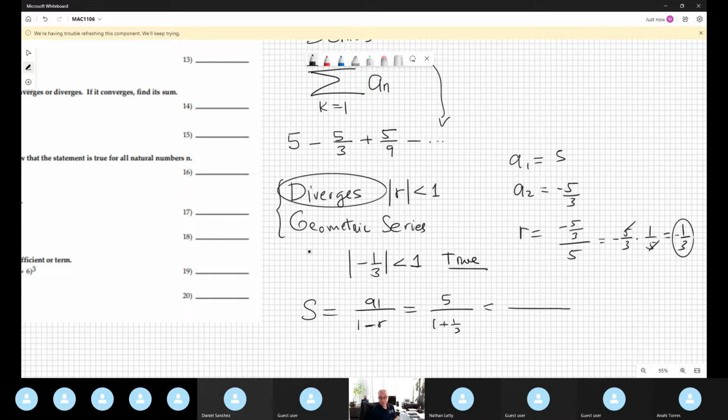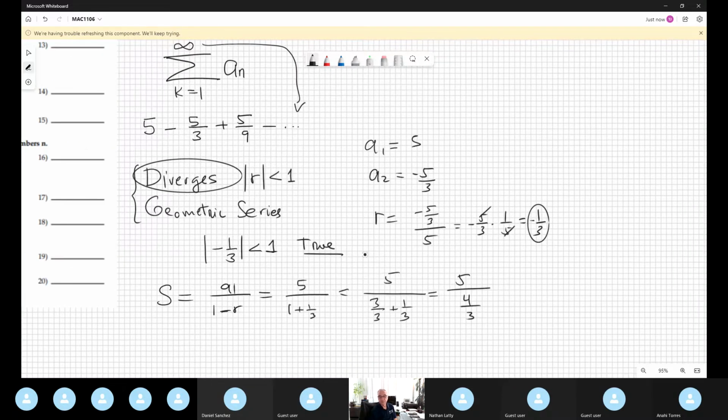Now adding, 1 is 3 over 3 plus 1/3, so it's 5 over 4 over 3, because 3 plus 1 is 4. Now division: you copy the first and multiply by the reciprocal, 3 over 4, that's 15 over 4. Yes, it's 15 over 4. This is the answer for 14.